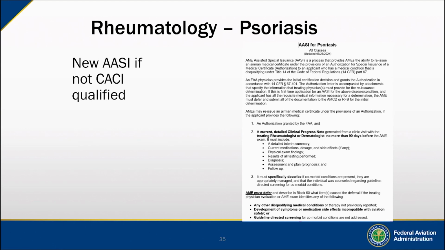They just need to see a rheumatologist or a dermatologist. They need to tell us if there's any comorbid conditions. The ones we're mostly concerned about are cardiac and diabetes.